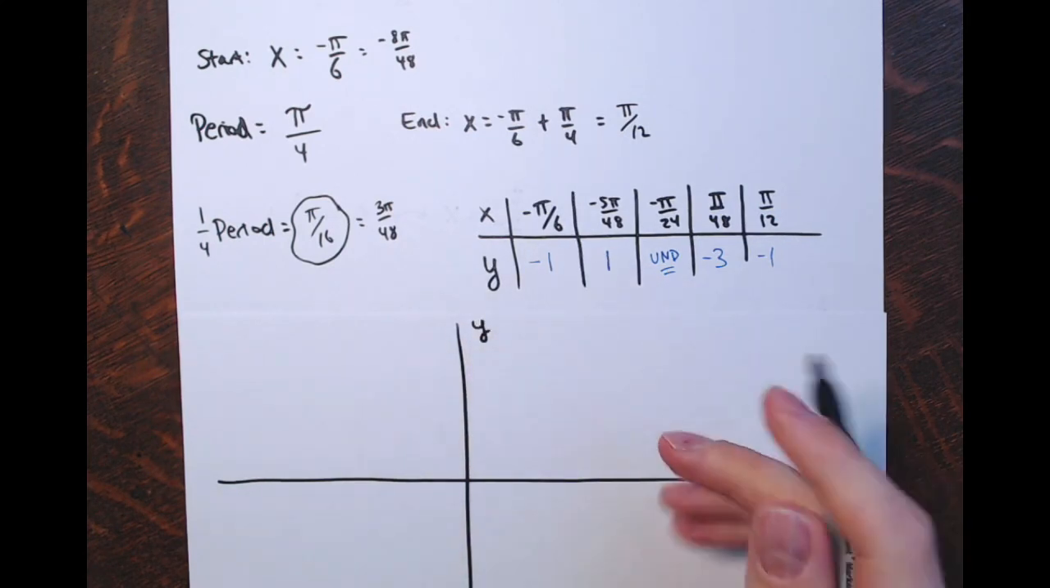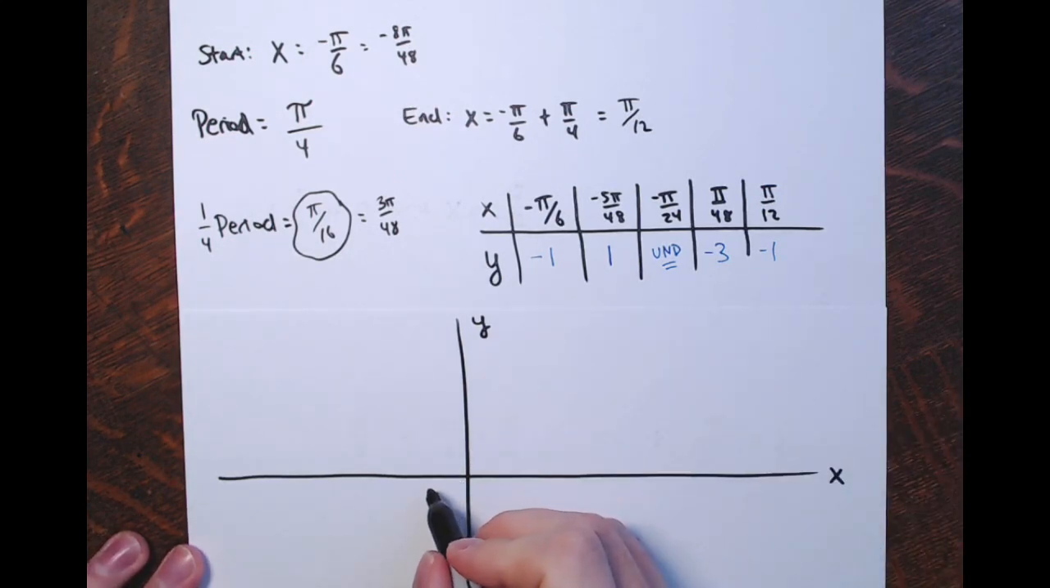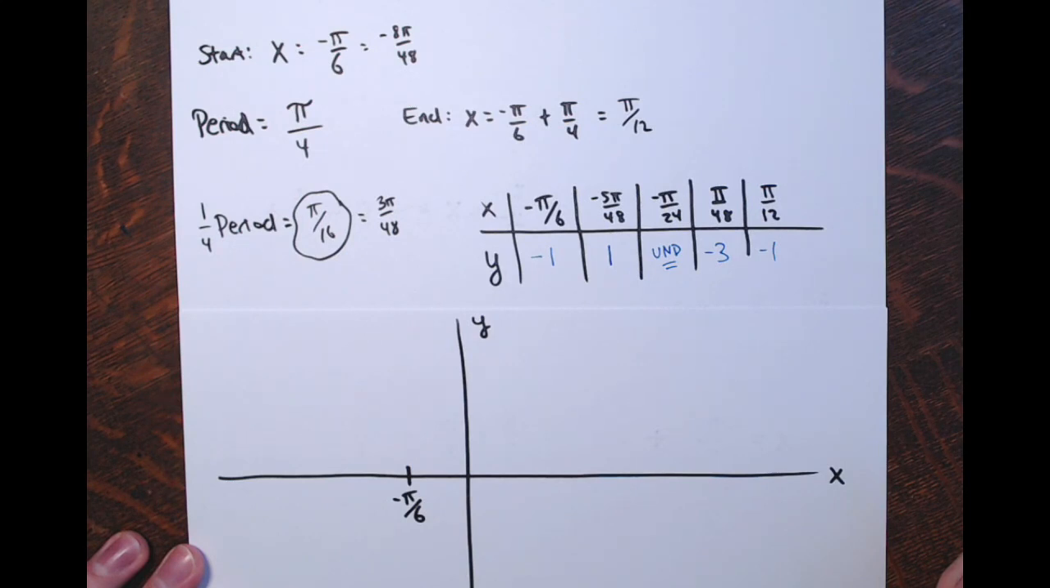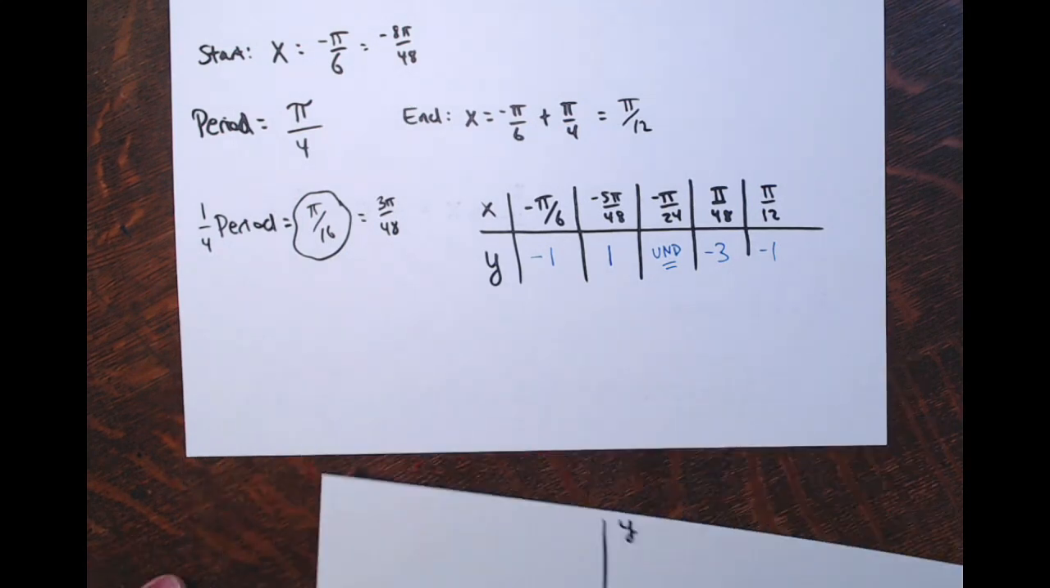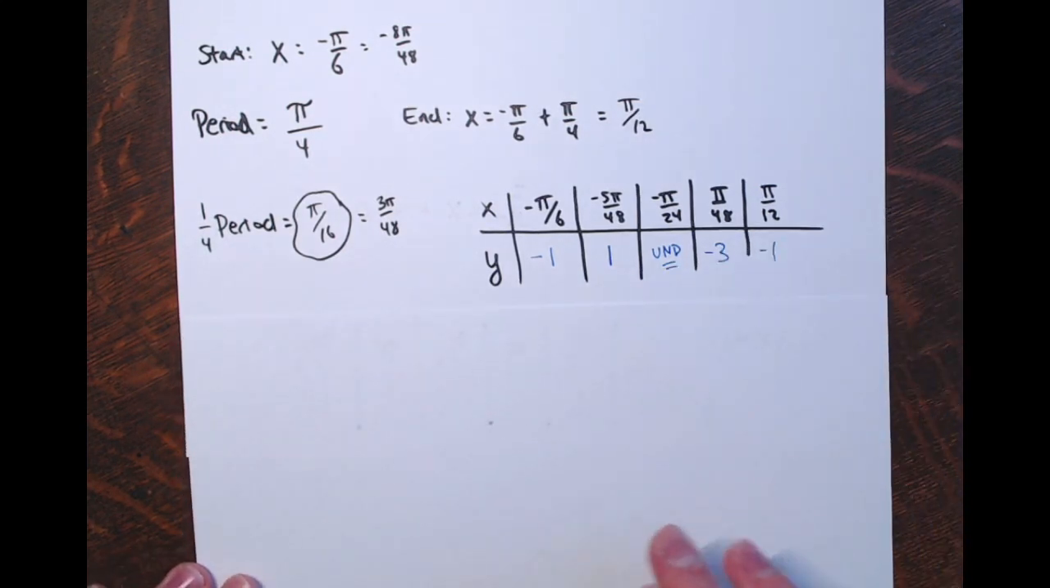So again, starting here at negative pi over 6. Let's see, that's here, right? So negative pi over 6. And then that was a bad start. Okay. Alright, let's do this again.